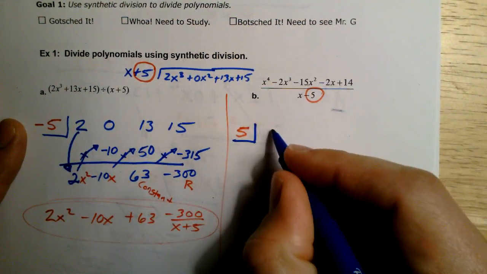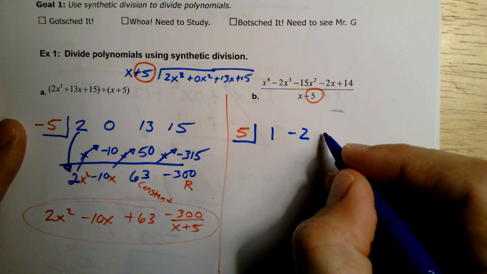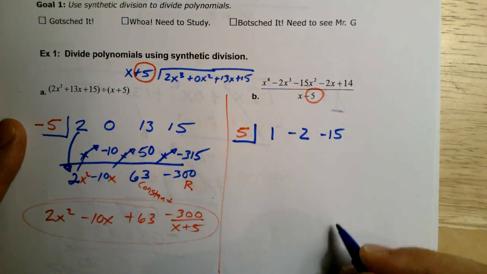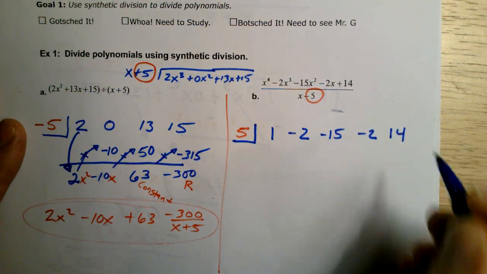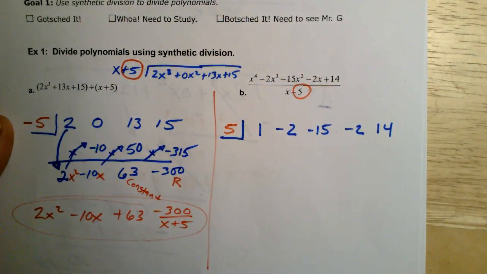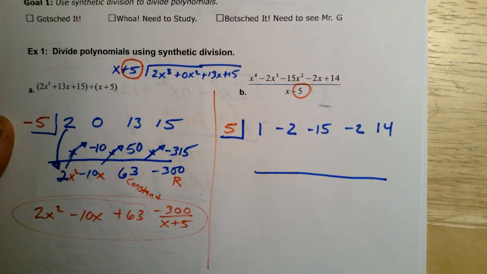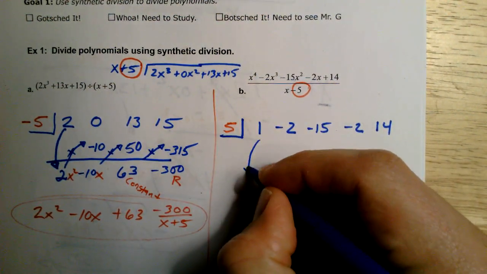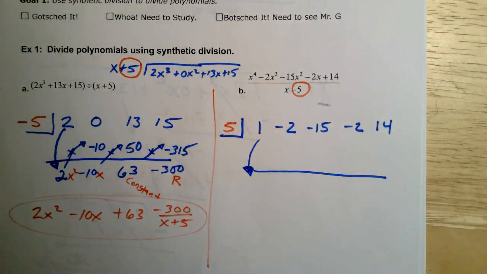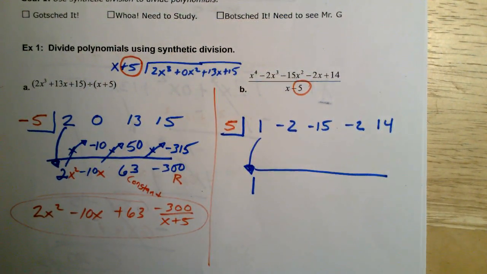So I have a 1x to the 4th. I have a negative 2x cubed, a negative 15x squared, a negative 2x, and a positive 14. Okay, and then I leave a little room, and I draw a line. We got to drop it like it's hot. We got to jumpstart this thing. This guy starts it by going down because we need something to multiply by.